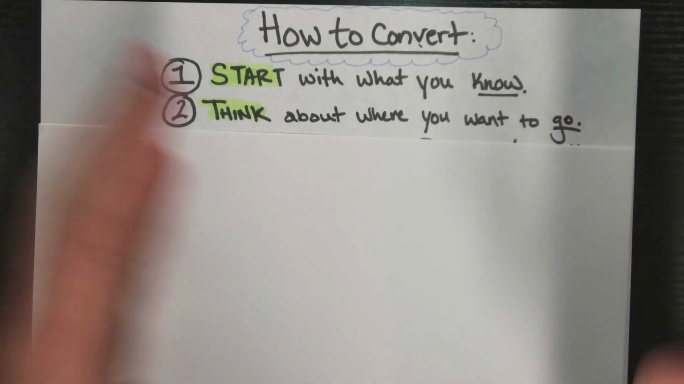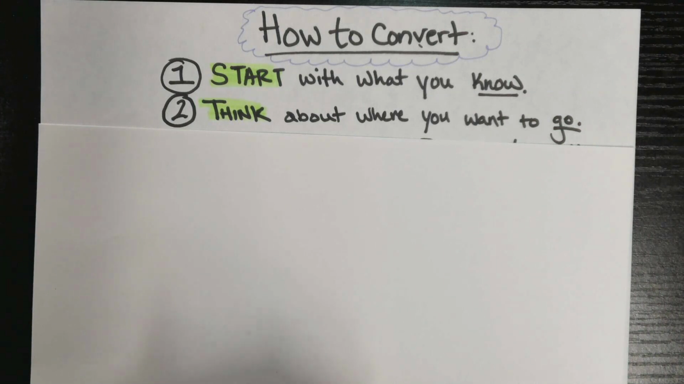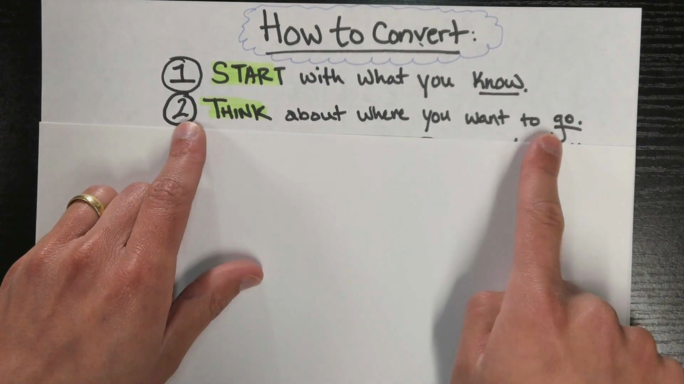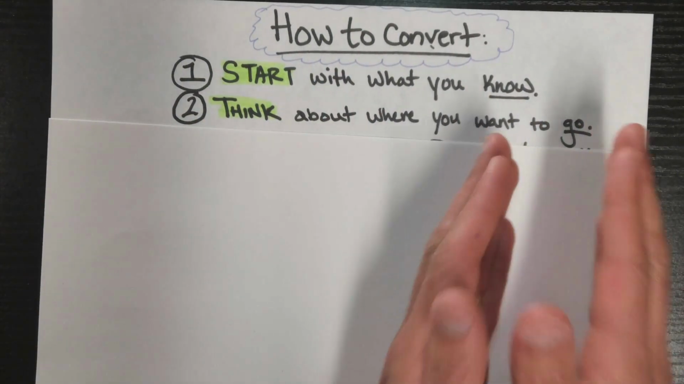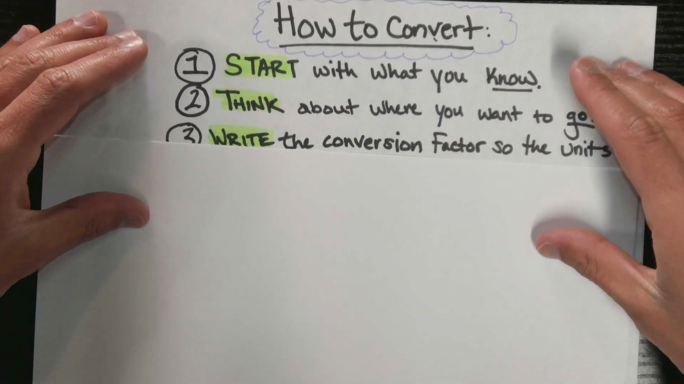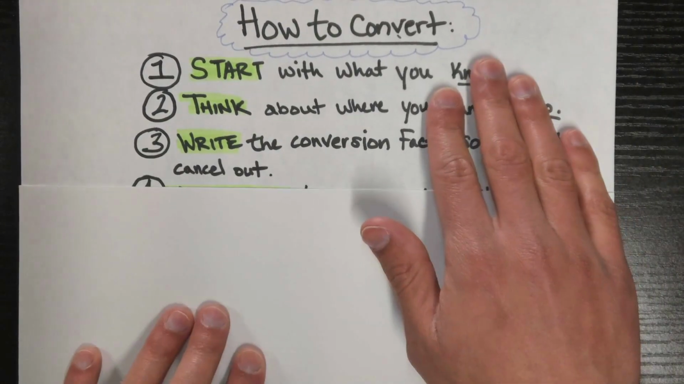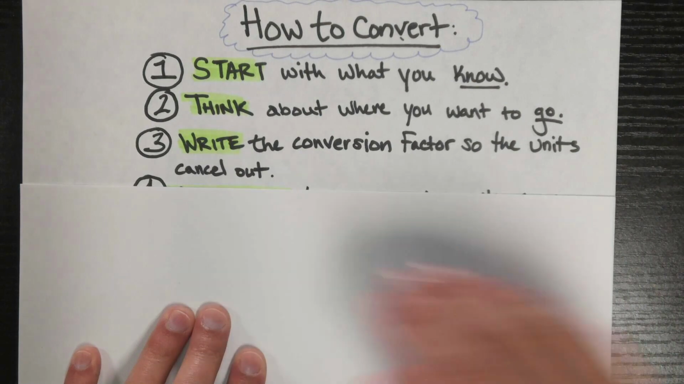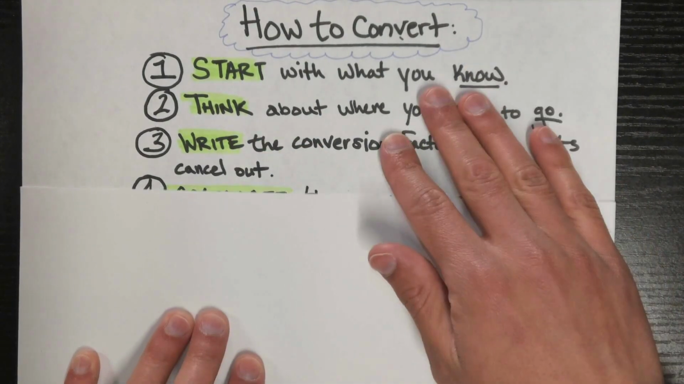Step 2, think where you want to go. Those happen to rhyme, not really on purpose, but still fun. Think about where you want to go. So I want to go from this unit to this unit. How am I going to do that? Step 3, write the conversion factor so the units cancel out. I'm going to write the units and the conversion factor so that the units are going to cancel, and we'll show you how to do that.